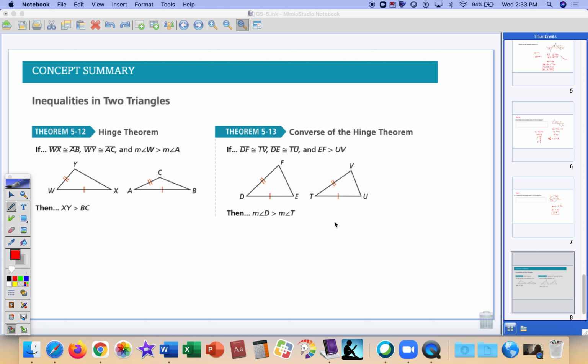And the converse of the hinge theorem is, again, if you have two sides in one triangle congruent to two sides in another triangle, and if the third side in one triangle is larger than the third side in the other triangle, that means that the included angle from the one that was larger is greater than the included angle of the one that was smaller.